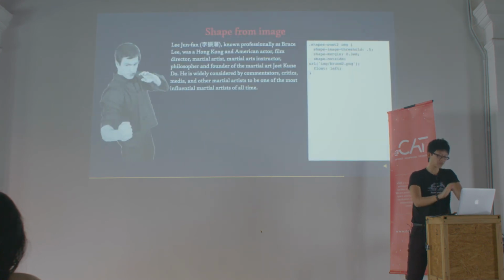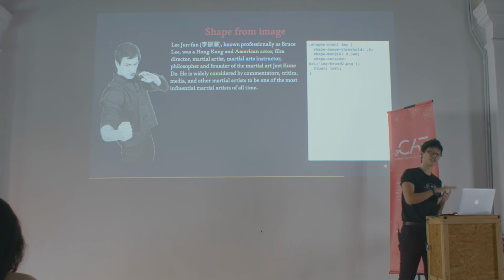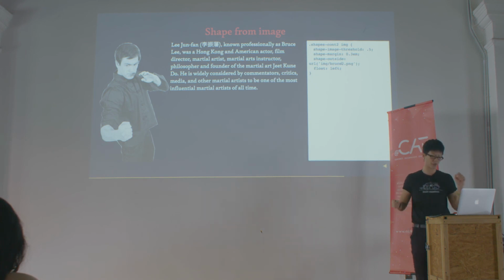But shapes from images is what makes me really happy. In this case, the image needs to have a transparency, so you want to use a PNG, because the alpha channel is used to compute the shape around which the text should flow. Pixels that fall below the shape image threshold property are ignored, so text can just flow into that shape.